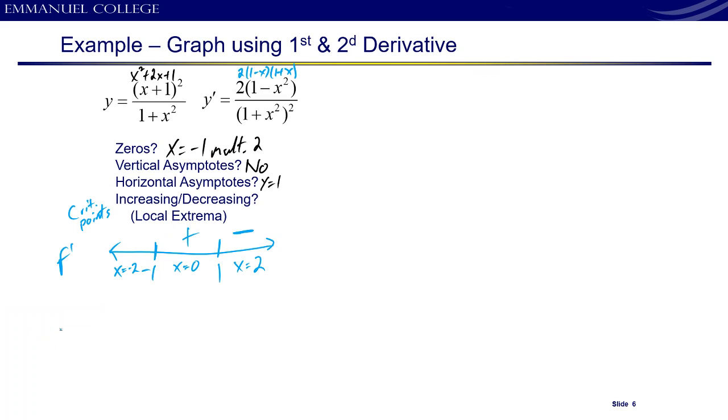So let me clean that up just a little bit. So we go decreasing to increasing. So you do like that. So we have a minimum at negative 1. I'm going to need a little bit more room. I didn't give it quite enough room here. So this is negative 1. This is positive 1.